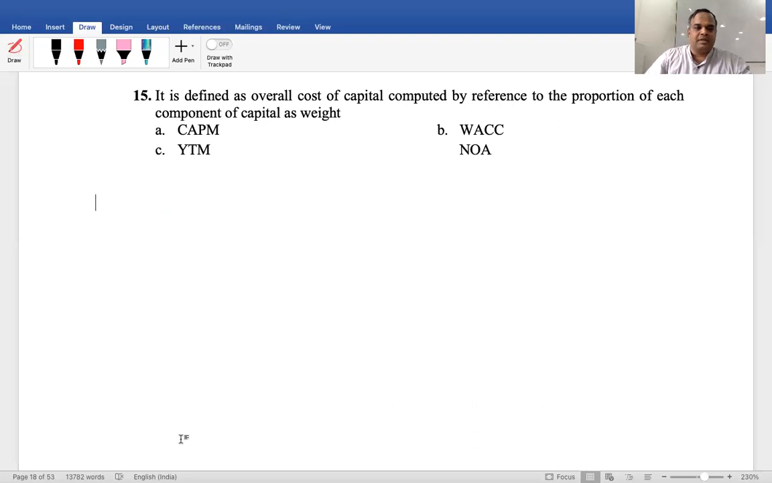Next. It is defined as overall cost of capital computed by reference to the proportion of each component of capital as a weight. CAPM, WACC, YTM, none of the above. WACC, weighted average cost of capital. It represents what? Proportion of capital and the cost. That multiplication is called weighted average cost of capital.